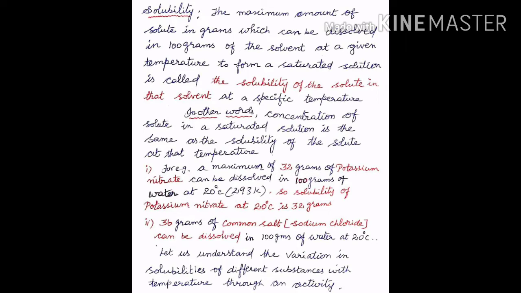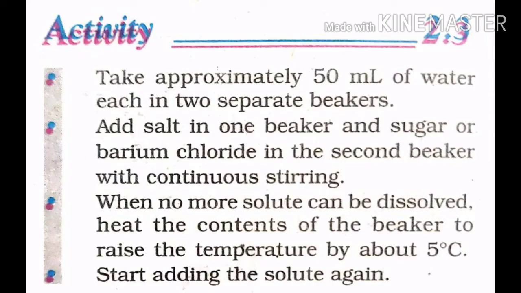Let us understand the variation in solubilities of different substances with temperature by an activity. Activity 2.3. Take approximately 50 ml of water each in two separate beakers. Add salt in one beaker and sugar or barium chloride in the second beaker with continuous stirring. When no more solute can be dissolved, heat the contents of the beaker to raise the temperature by about 5 degrees Celsius. Start adding the solute again.